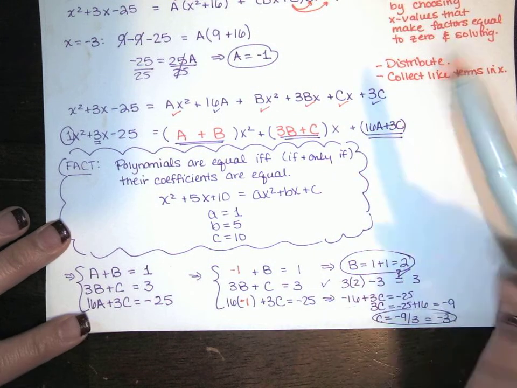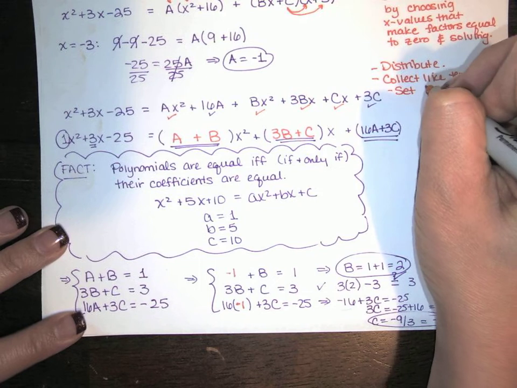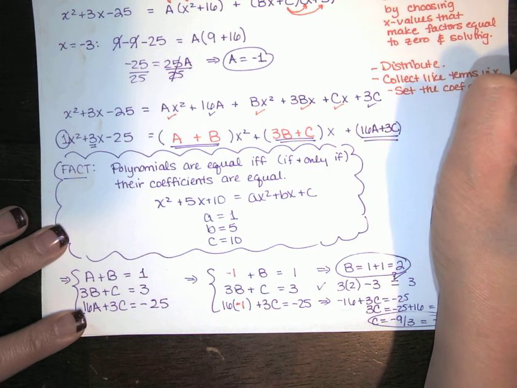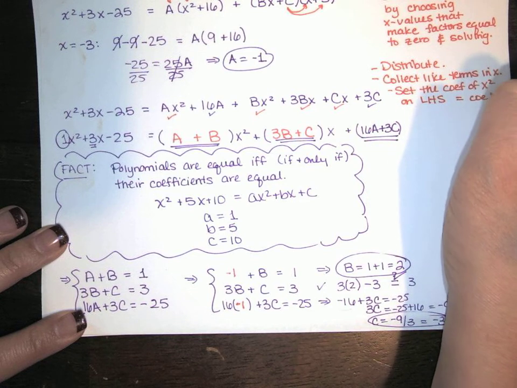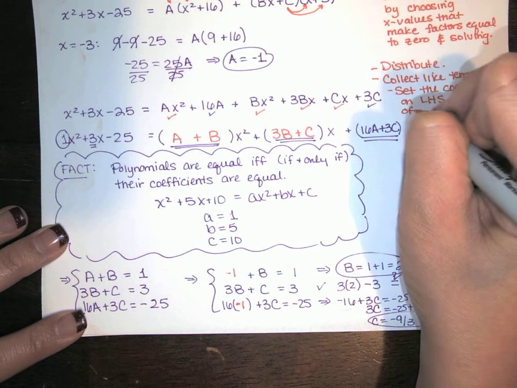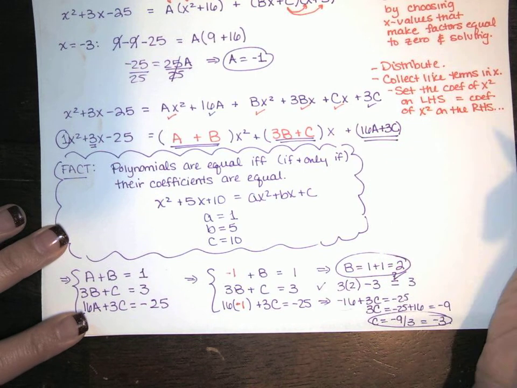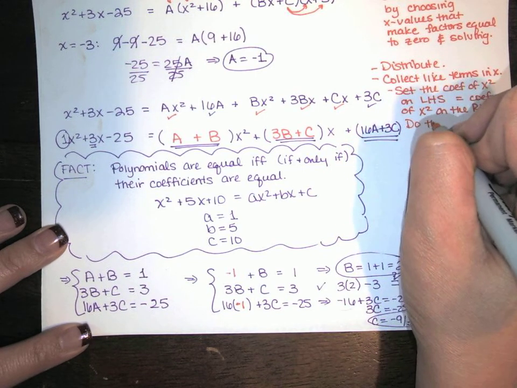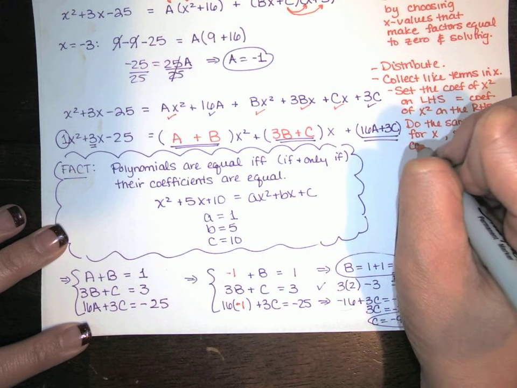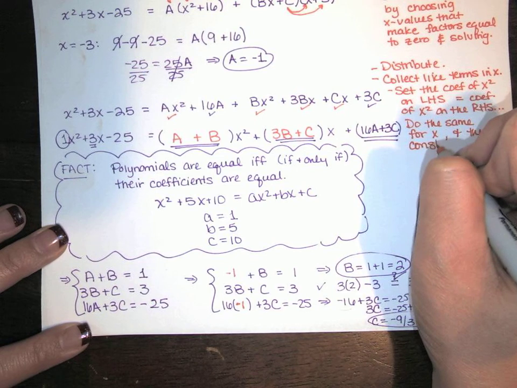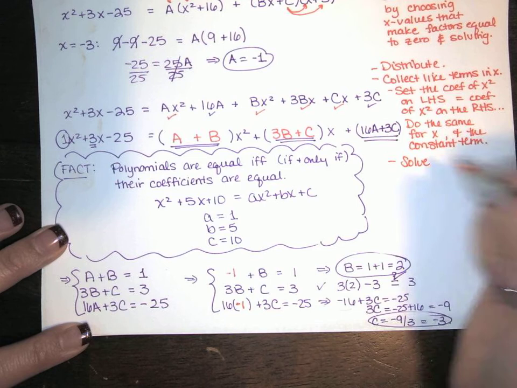We collected like terms in x, then we set the coefficient of x squared on the left-hand side equal to the coefficient of x squared on the right-hand side. And we did the same for x. And the constant term. And then you can solve that system of equations however you like.